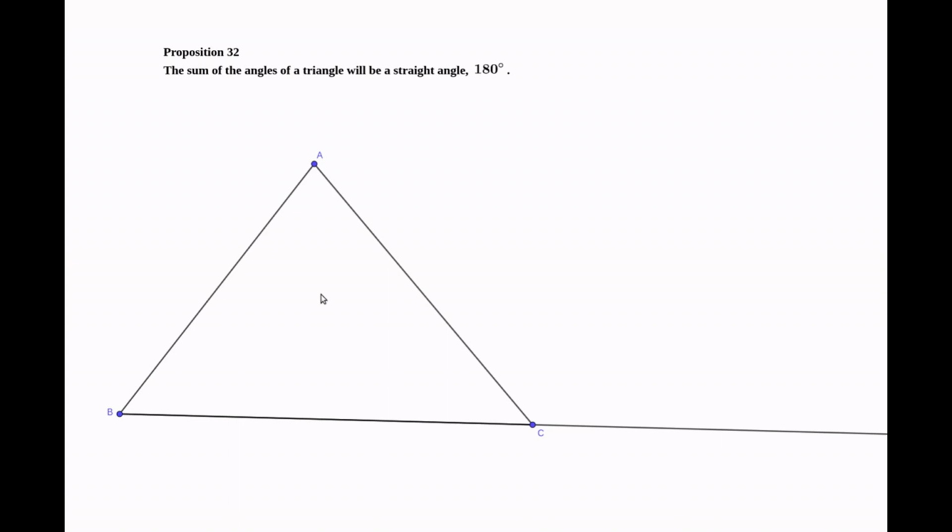Now what we want to do is to consider this side AB. What we want to do is to construct a line that's going to be parallel to AB that passes through C. Now proposition 31 tells us how we can do that with compass and straight edge. And if you want to go back and review that, it's not a bad thing to do at this point.